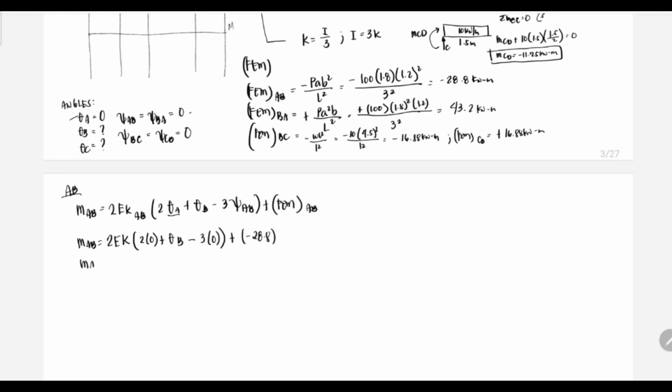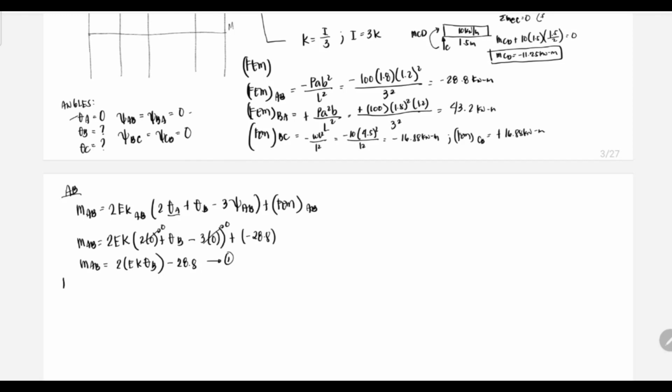So ayusin natin ating moment AB. That is equivalent to, this will become 0, this will become 0. So we have 2EK theta B. As you can see, grinop ko na yung EK theta B. Inilayo ko na siya sa constant para makita natin mamaya yung mga unknowns natin. Minus 28.8. This will be our equation 1.